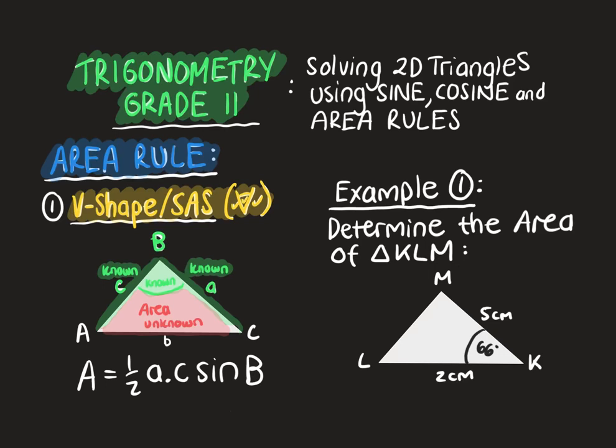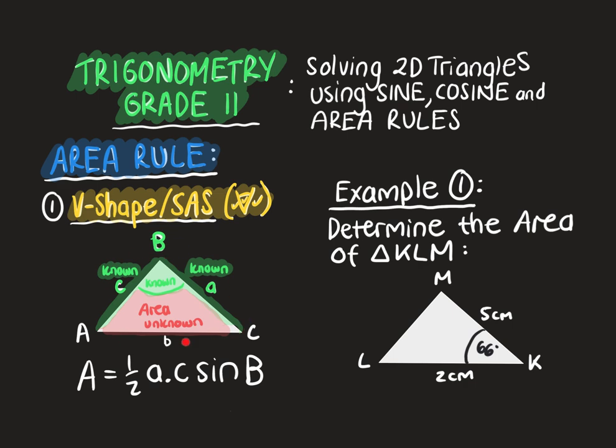Today we're going to be working with Trigonometry grade 11, solving for 2D triangles using your rules, and specifically we're working on the area rule. So area rule and cos rule go hand in hand in terms of the scenario that you're going to match it with. So when you see the V shape again, area rule is in play. Now V shape means you need to have the sides and the angle that the sides make in order to use these rules. So side, angle, side, basically.